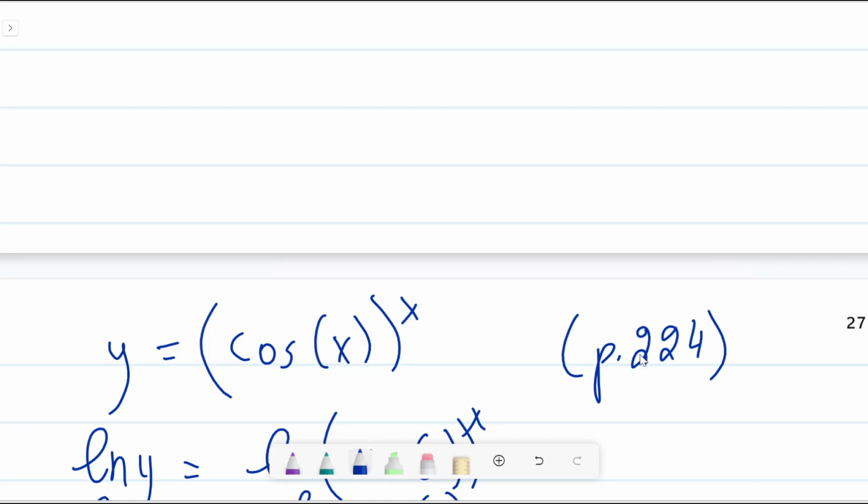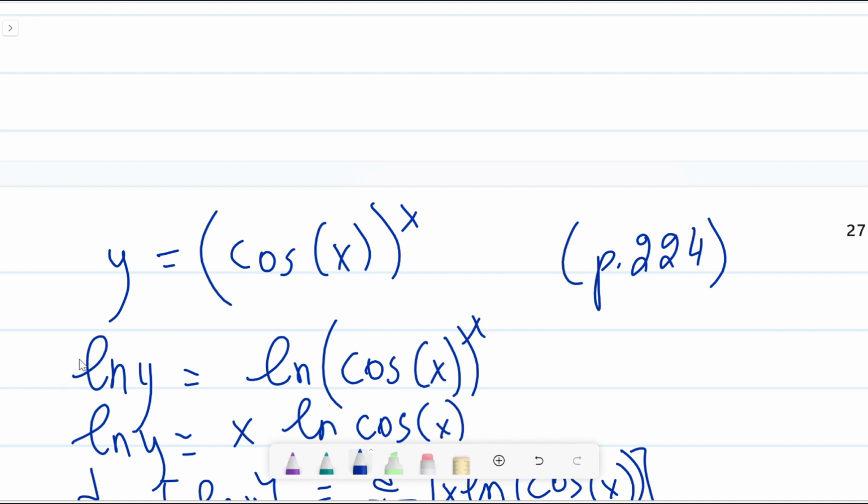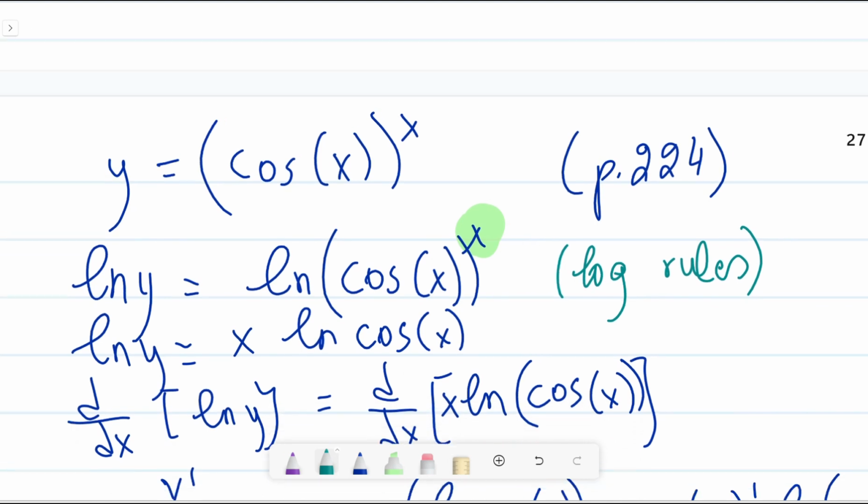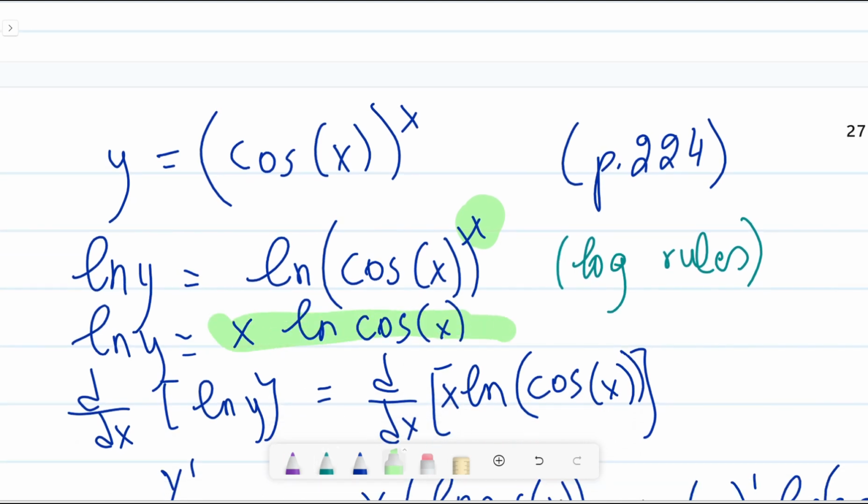And let's look at this example, y equals cos of x to the power of x. This comes from page 224 in the book. Again, when we have x in the base and x in the exponent, we can use logarithmic differentiation. So we take the ln on both sides, and then we drop the power because we can use log rules. It becomes x times ln of cos of x.